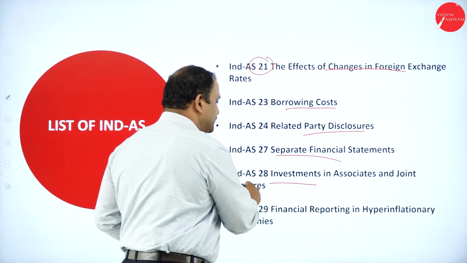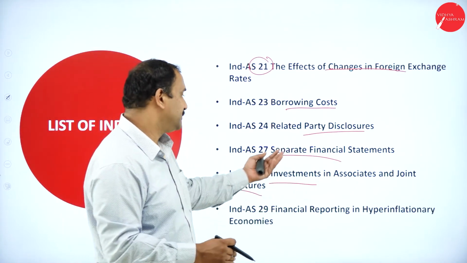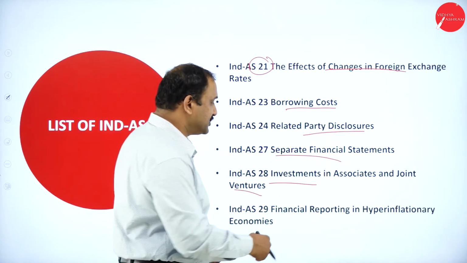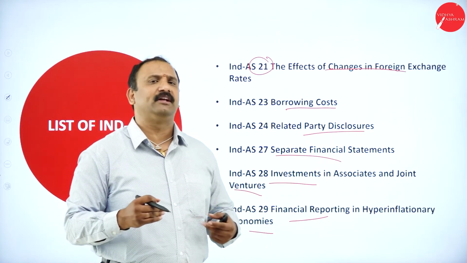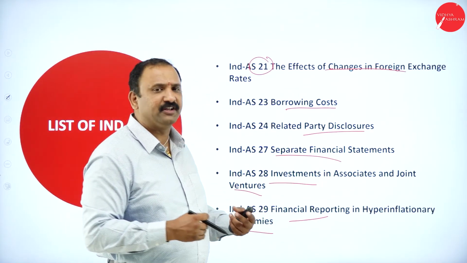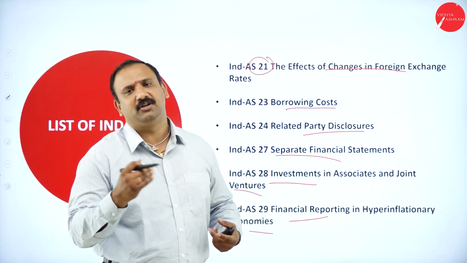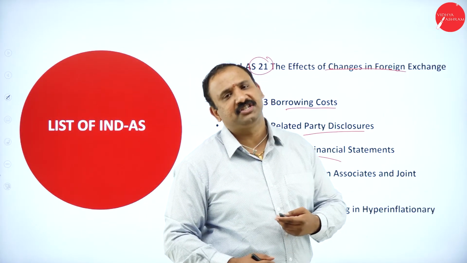The separate financial statement: each and every segment, each and every company's separate financial statements. Investment in associates and joint ventures. Again, that has been told very clearly. What are all the investments? What are all the joint ventures that have been done? How have they been looked into? Financial reporting in a hyperinflationary economy. For example, if there is any hyperinflation, that is a sudden increase in the prices of goods or whatever kind of factors, that will also be mentioned according to the standard.